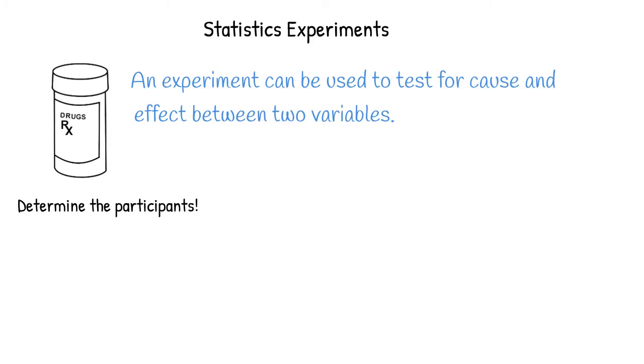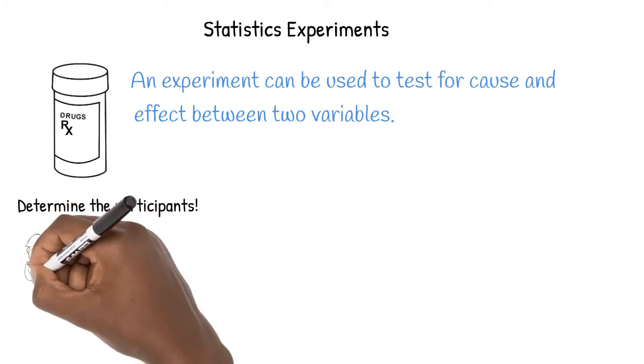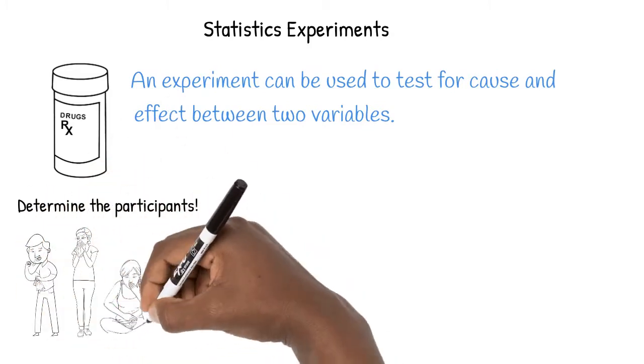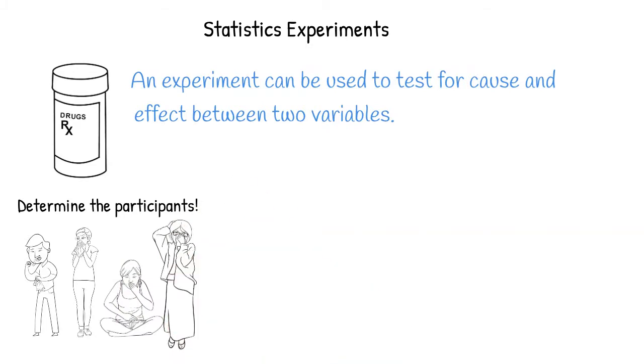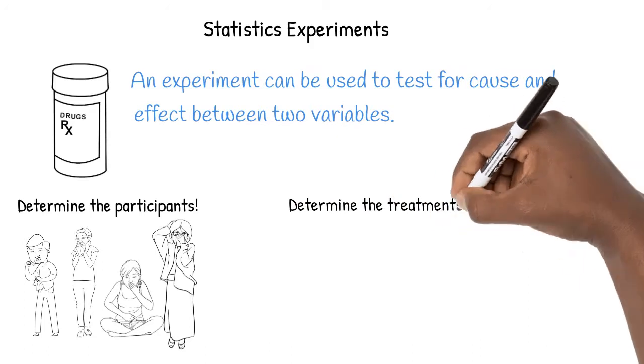Let's say we want to check the efficacy of a cold medication. In other words, does the medication do what it is intended to do? We select several people to run the experiment on. These people are called participants. Then we can determine the treatment.